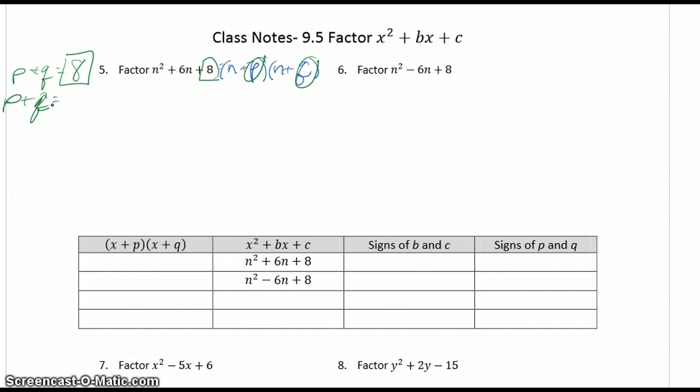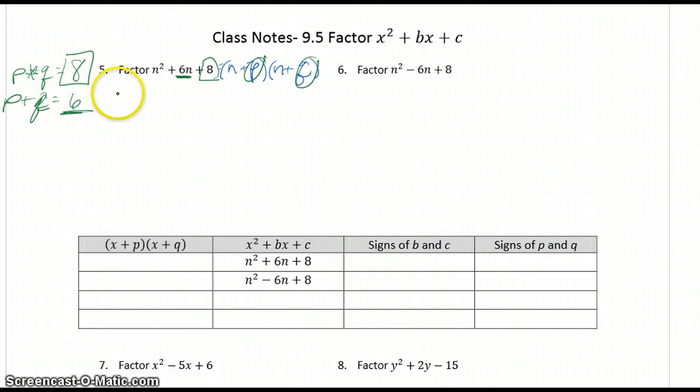Why does it have to give us 6? Where does the 6 come from? 6n. So 6 is the number in front of that middle term, the term that has just one n in it. So p plus q has to give us 6, and p times q has to give us 8.